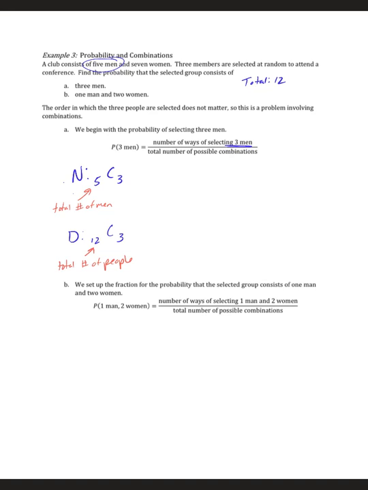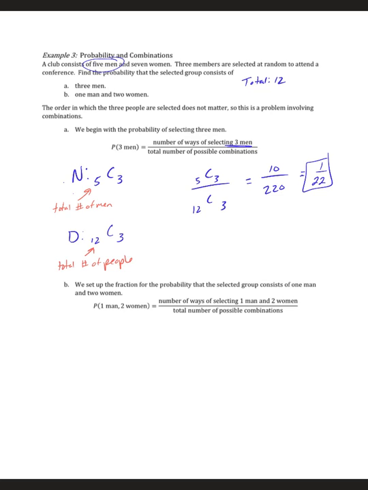So to compute the probability of selecting 3 men, we take 5 choose 3 and divide it by 12 choose 3. You could compute these separately: 5 choose 3 gives us 10, and 12 choose 3 gives us 220. When you simplify that, you get a probability of 1/22.